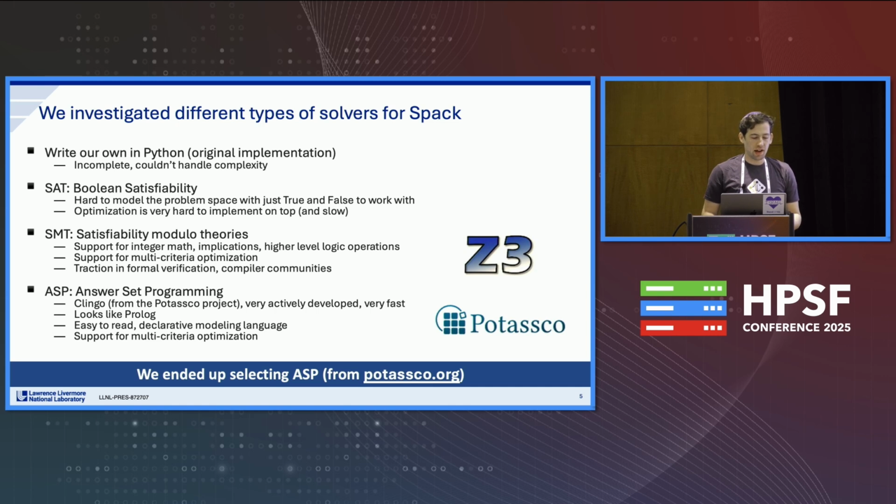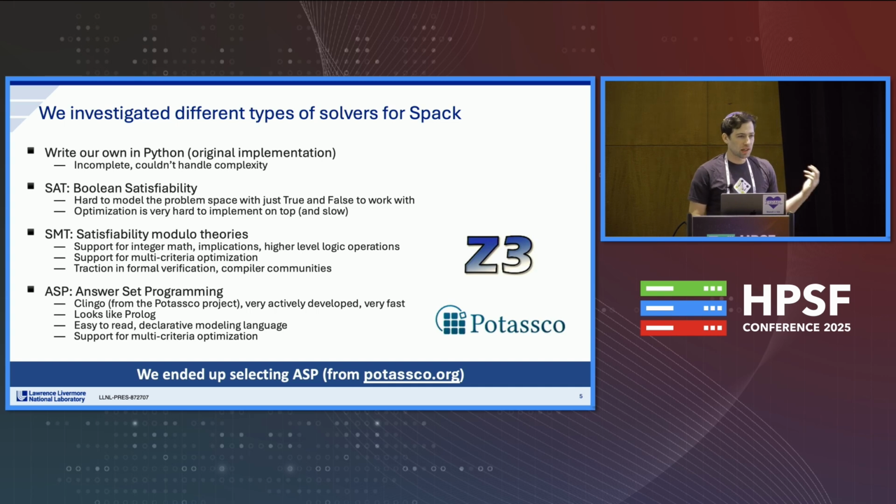So we started out with our own greedy solver in Python. It performed fine, but it was often incorrect. We looked into SAT and SMT solvers for this, and to varying degrees, these were going to be very difficult to encode the Spack solve in these languages, especially with SAT, but even with SMT. And so then we ended up choosing answer set programming, which Clingo is the program from the Potassco project.